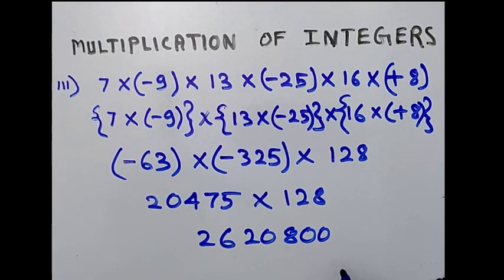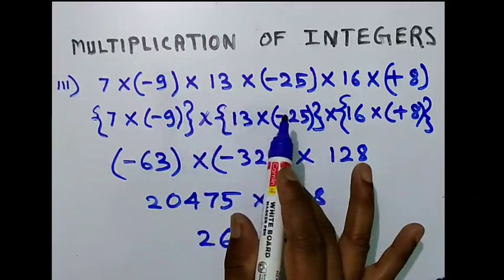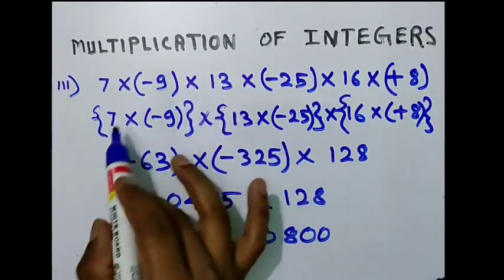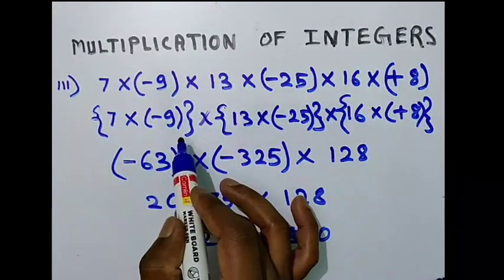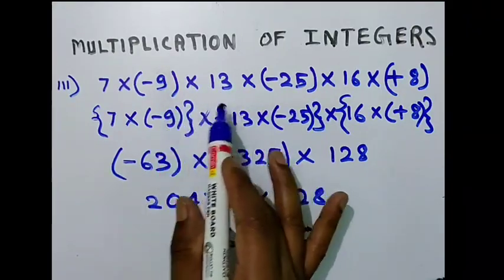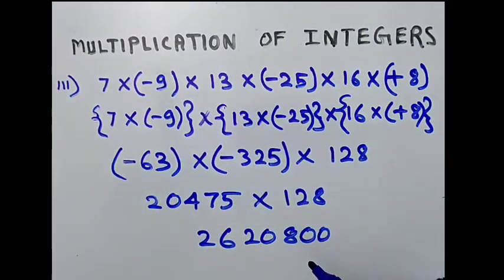Is that clear? Now you can multiply in any order. Any integer you want to multiply. You can multiply 7 times 13, but you have to show which two integers you are multiplying. You cannot just simply multiply and put the value here. It should be clear which two integers you are multiplying. Okay.